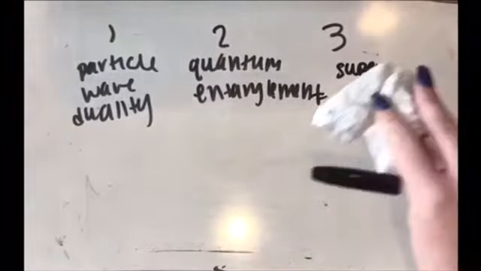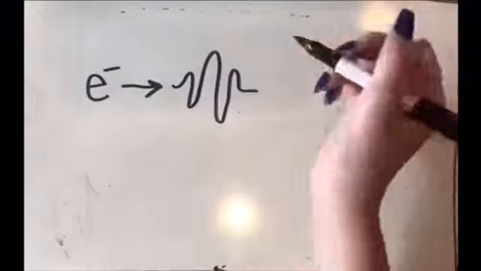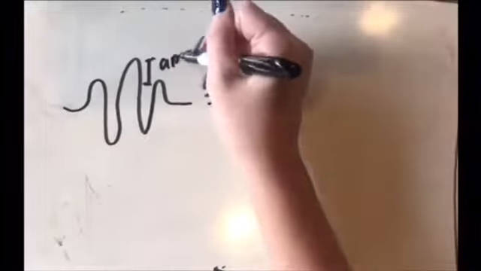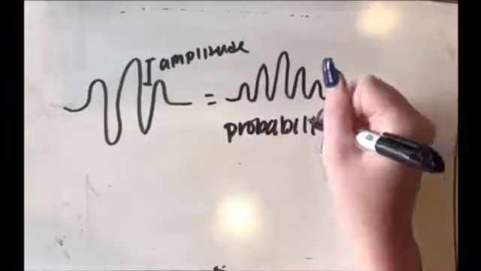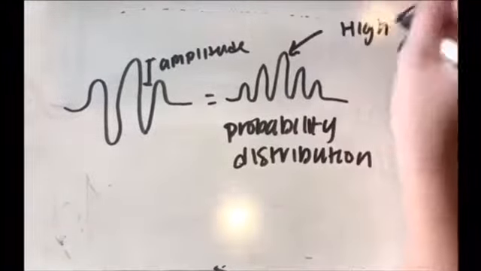Now, to explain particle wave duality, we must imagine an electron as a wave and a particle. In doing this, when you square the amplitude of the wave function, you get a probability distribution of where the electron could be. High at the high parts and low at the low parts.